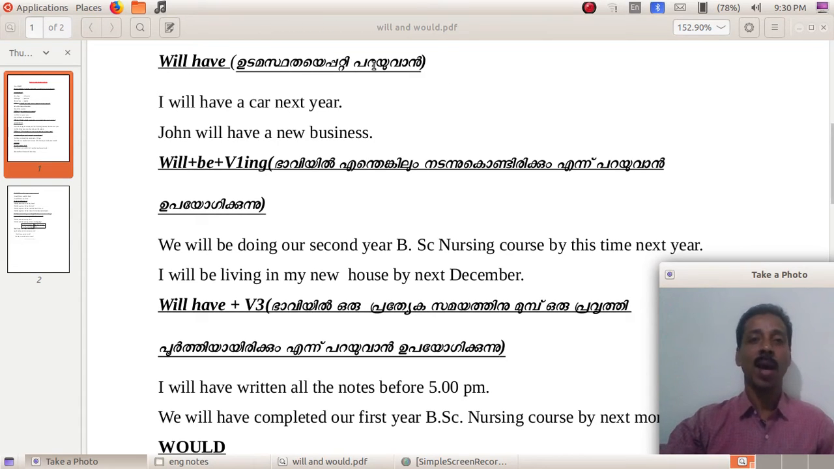Have. I have a car. I possess. I own. That we have learned last day. But here you will possess something in future. That's the idea here. So will have is to be used. I will have a car next year. That means now I have no car. I have planned to buy one next year, and then I will own a car next year.